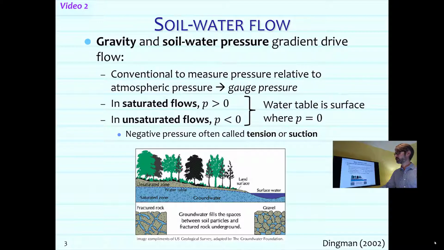Negative pressure, which occurs again in that unsaturated region, is called tension or suction, and so it actually pulls water into this layer.